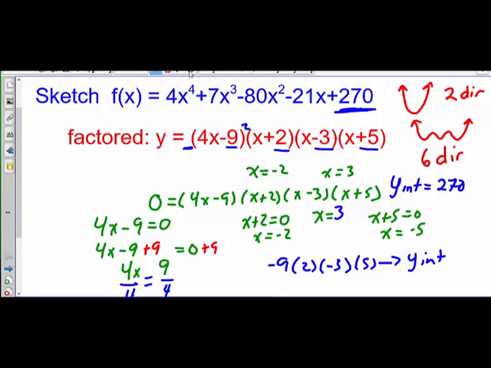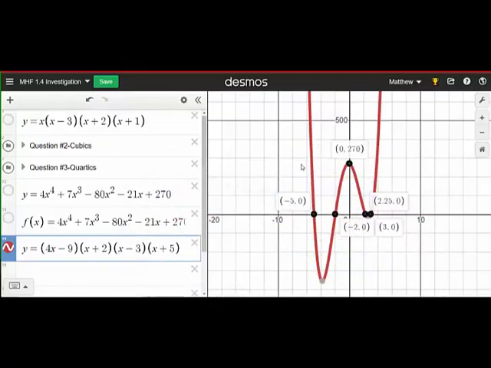That determines my basic shape. Basic shape is going to go 5 directions if I have a degree of 5, up to 4 directions if I have a degree 4, up to 6 directions if I have a degree 6, up to 3 directions if I have a cube, and so on and so on. And then determine where the zeros are, determine where the y-intercept is, I suppose plot them, and then draw on through.